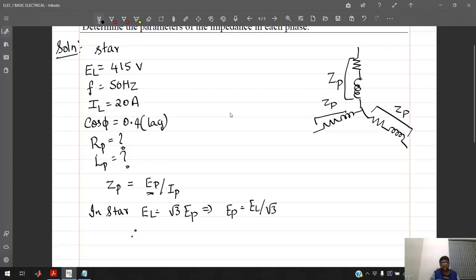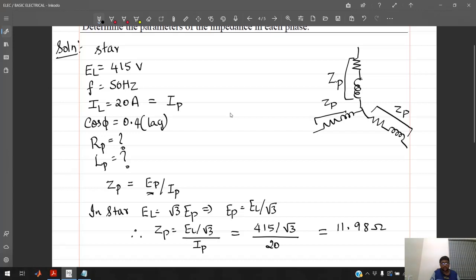Therefore, I can write ZP is equal to (EL divided by root 3) divided by IP. Now, EL by root 3 is 415 divided by root 3, divided by IP. In the case of a star connection, you know that line current is equal to phase current. So IP is also equal to 20 amperes. If you solve this, you are going to get ZP as 11.98 ohms.